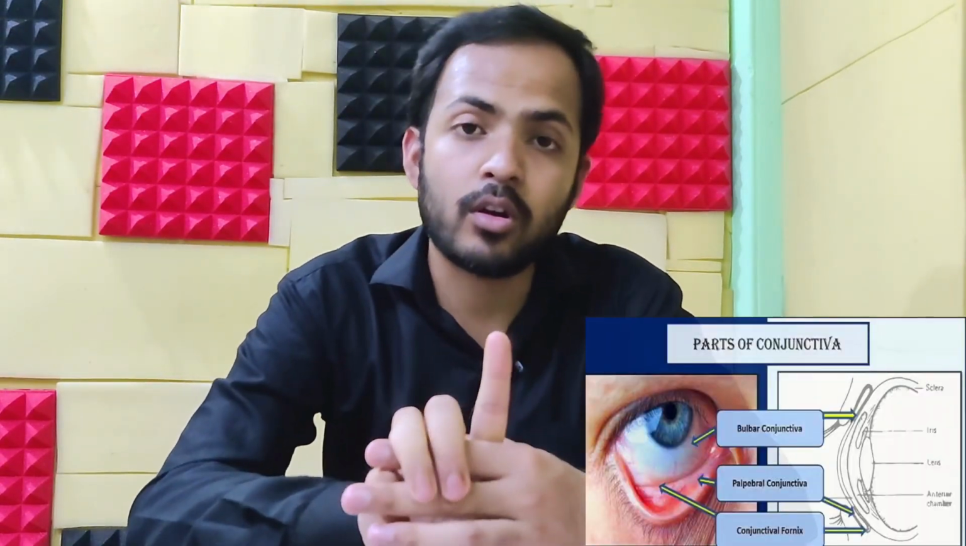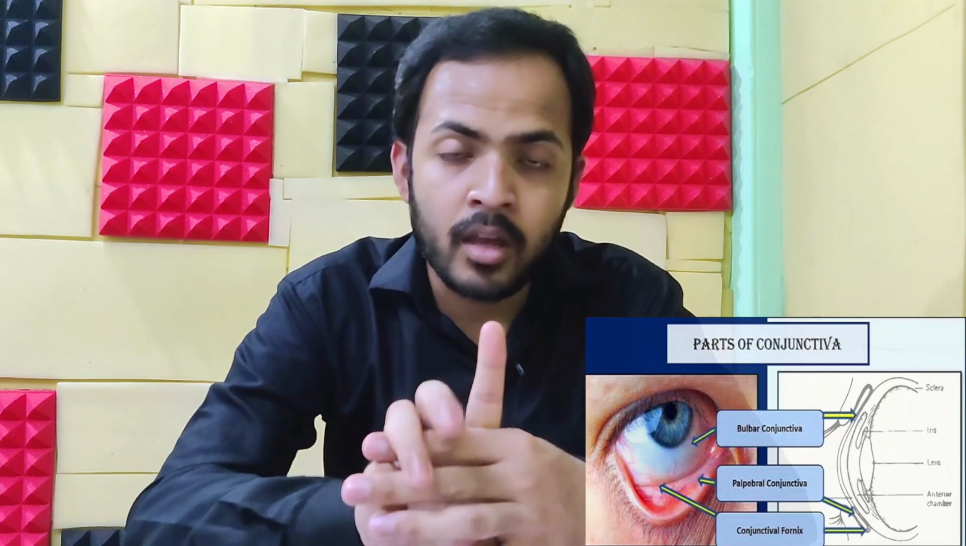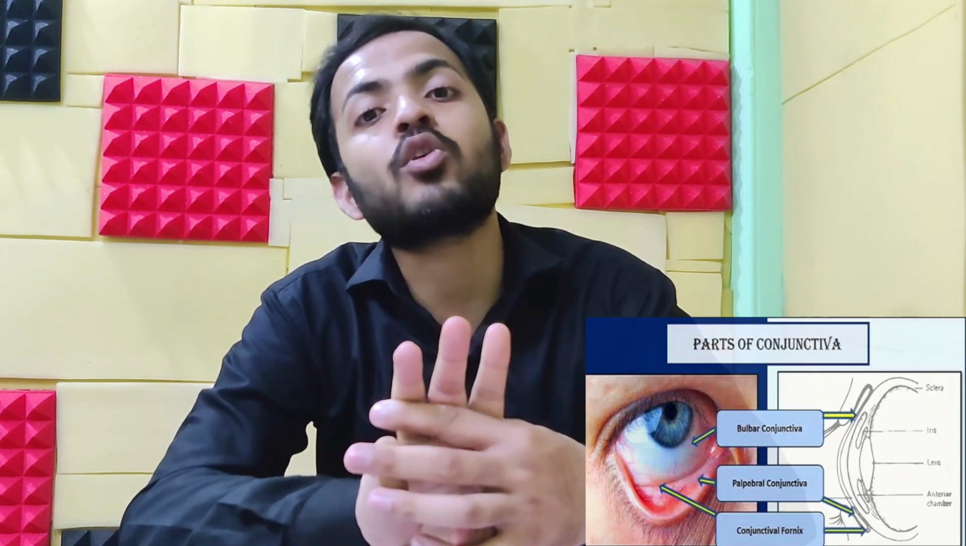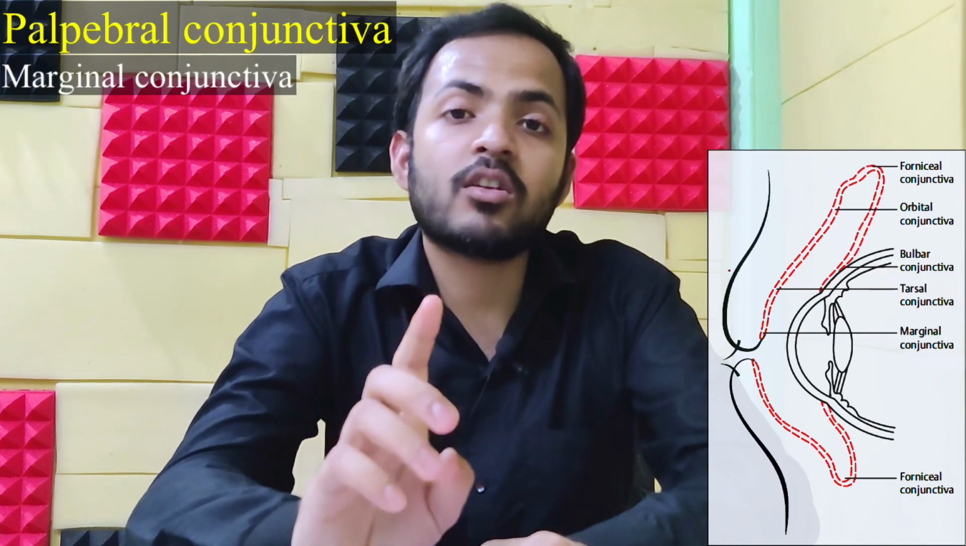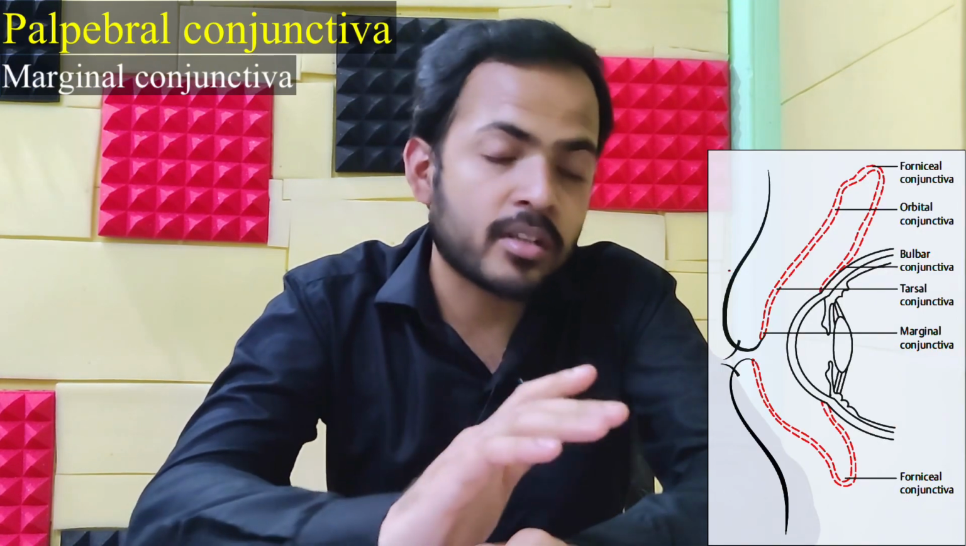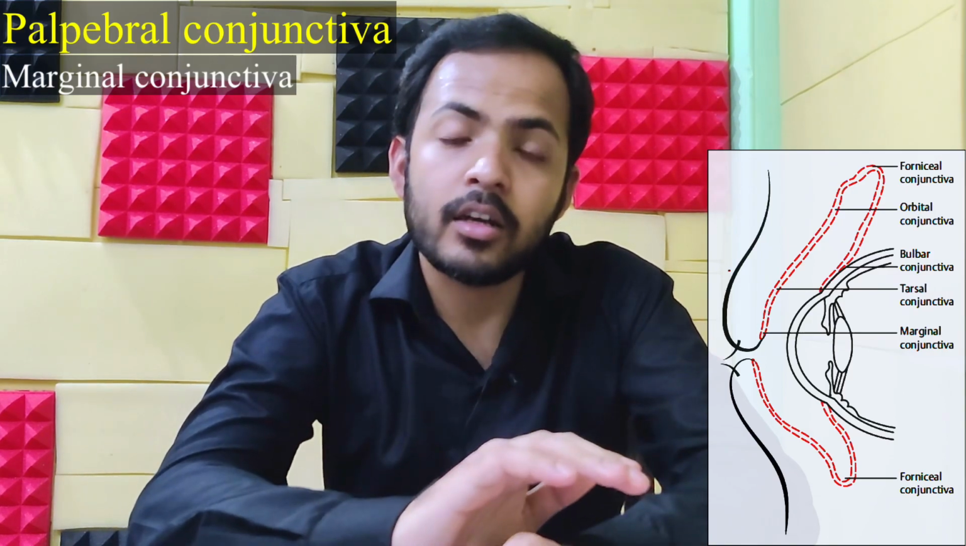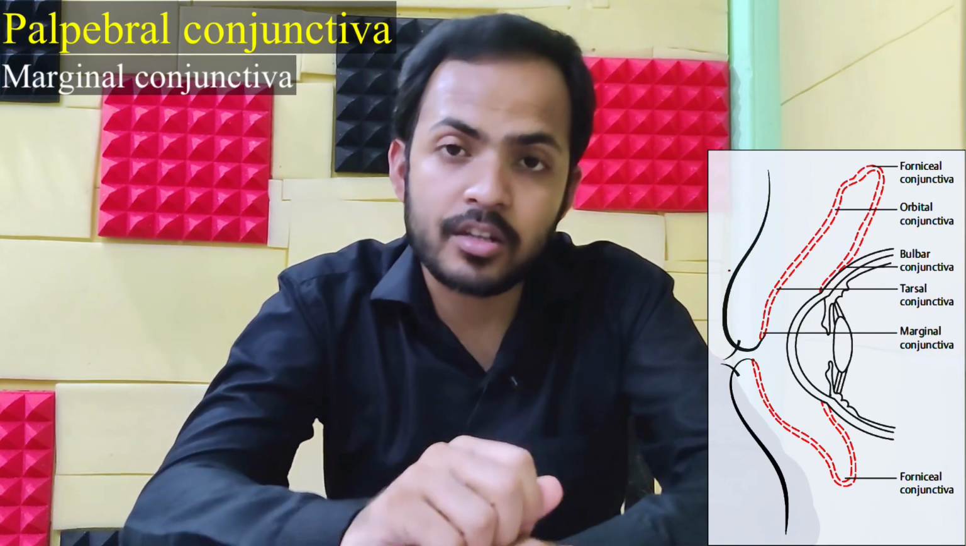Now, this conjunctiva has basically three parts. First of all, palpebral conjunctiva. Number two, bulbar conjunctiva. And number three, conjunctival fornix. Now, first of all, palpebral conjunctiva. It has multiple parts. First of all, marginal conjunctiva. It extends from the margin of the eyelid to the sulcus subtarsalis.